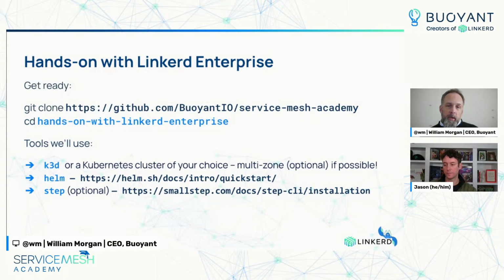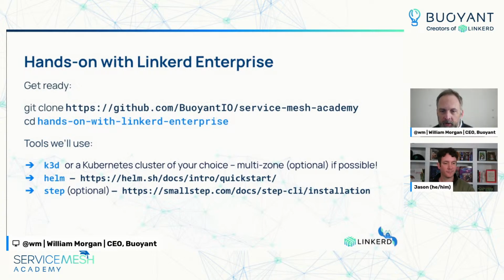So you're going to need some kind of Kubernetes cluster. If it's not multi-zone, that's fine; you just won't get to play around with that feature. You're going to need Helm. And then optionally, you're going to need Step, which is a tool we like to use for generating TLS certificates. If it's too annoying to install, brew install step should work if you're on a Mac. If you don't want to do that, we're going to provide some certificates for you that you can use. These are the same certificates that everyone's going to get, so please, they're not secure. But if you don't want to install Step, that's fine.